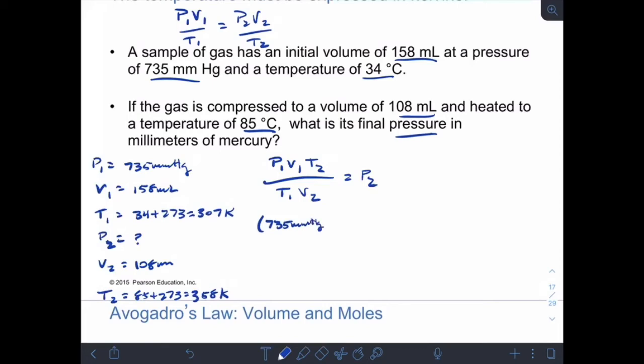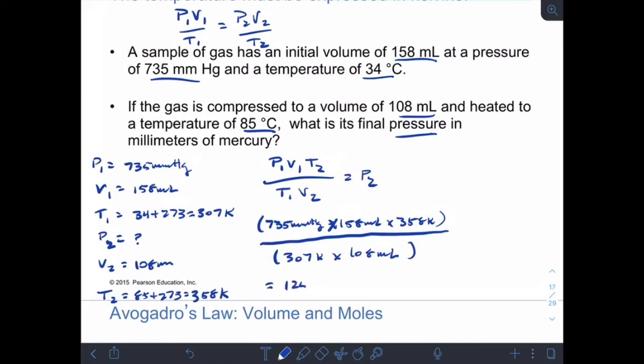735 millimeters of mercury times 158 milliliters times 358 Kelvin. I have that in parentheses to remind you of the order of operations, so be careful how you're entering things in your calculator. And we have 307 Kelvin times 108 milliliters. So we end up with 1254 millimeters of mercury, and if we are careful with our sig figs, we should be reporting this as 1.25 times 10 to the 3.